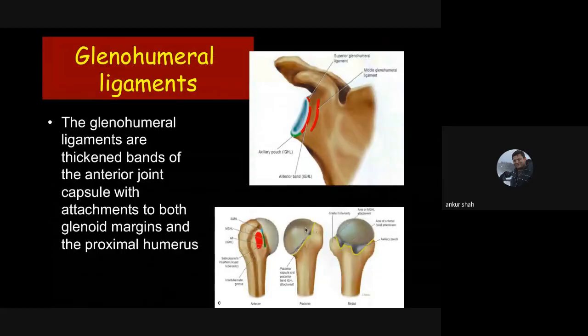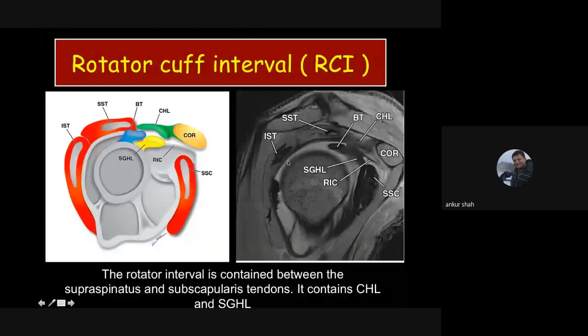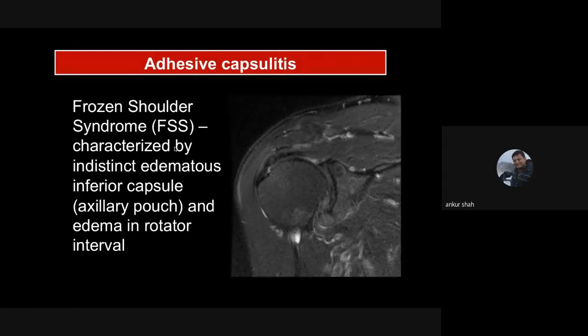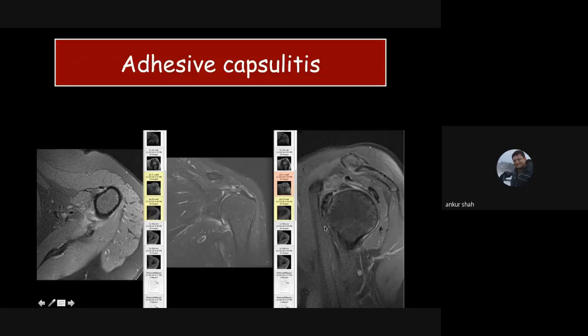Coming to the glenohumeral ligaments, as I said, there are superior, middle, and inferior glenohumeral ligaments. I'm not going into too much detail because the most important part for you is the rotator cuff interval, which is thickened or edematous in cases of adhesive capsulitis. So whenever a patient has significant restriction of movement, always look at this part. This is the part of the inferior glenohumeral ligament forming the axillary pouch, and there is edema in this part. It suggests there is adhesive capsulitis. Similarly, there is edema in the rotator interval also, edema in the axillary pouch, and this is the classical appearance of adhesive capsulitis.